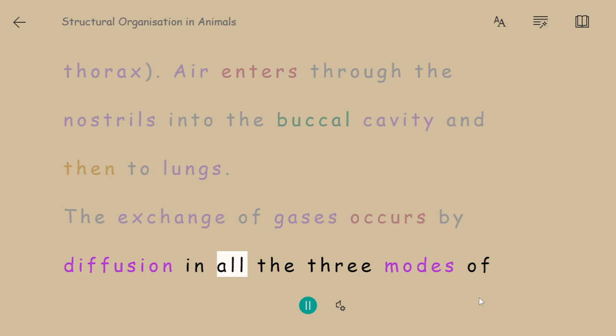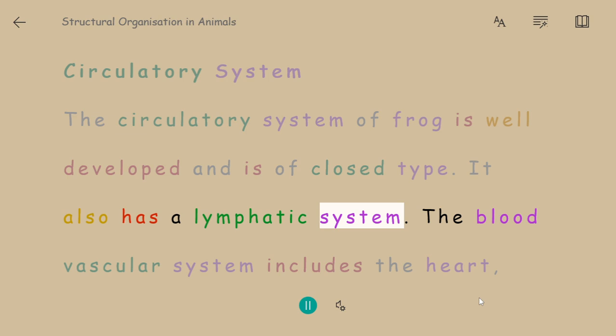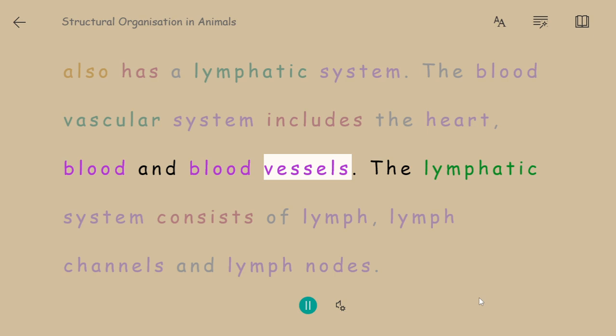Circulatory system. The circulatory system of frog is well developed and is of closed type. It also has a lymphatic system. The blood vascular system includes the heart, blood, and blood vessels. The lymphatic system consists of lymph channels and lymph nodes.